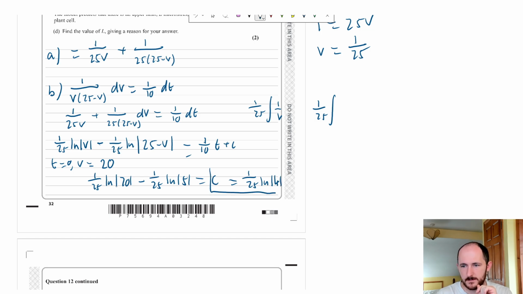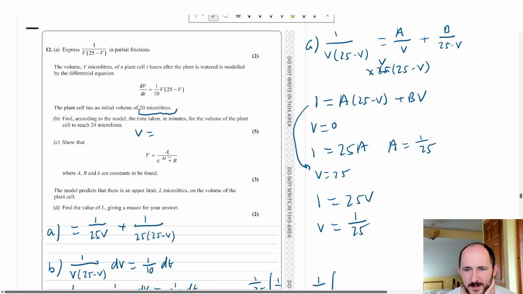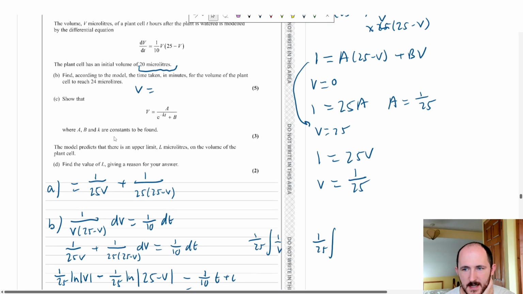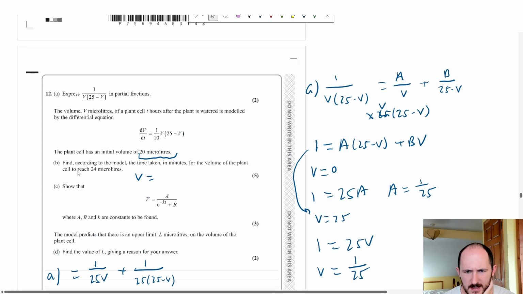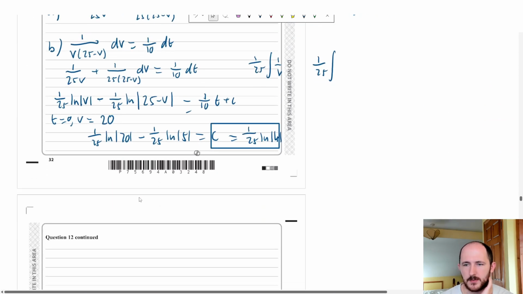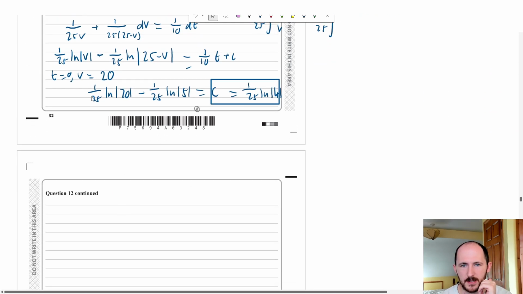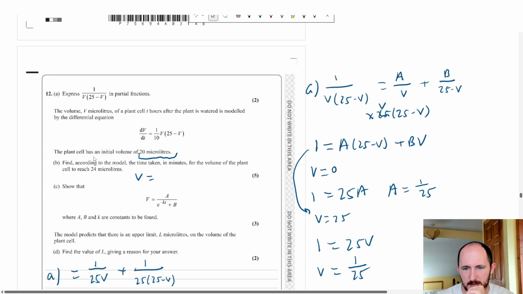for c. And then what are we actually trying to do? We're trying to work out the time taken to reach 24 microliters. So we're going to sub in v as 24 and then rearrange for t. And it just says to do it in minutes. Is t already in minutes? No, t is in hours. Okay, cool. So we don't need an exact value then. That's completely fine.